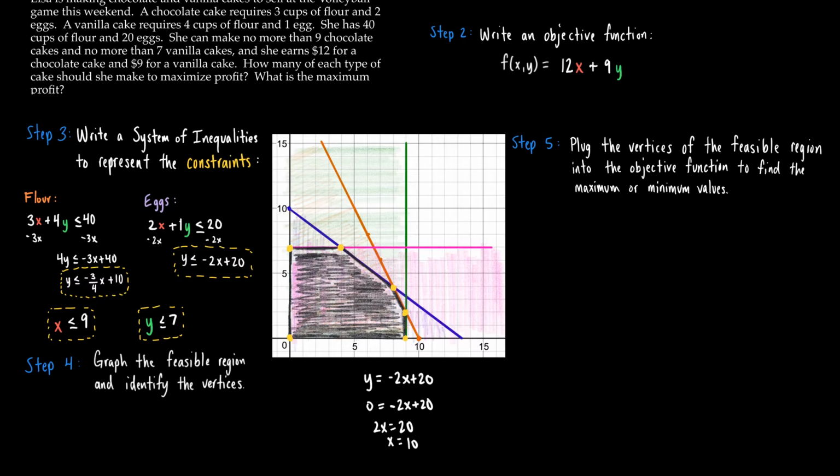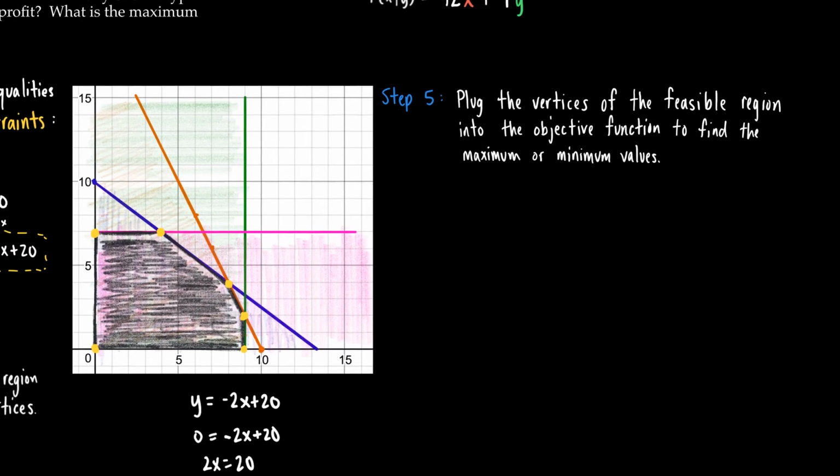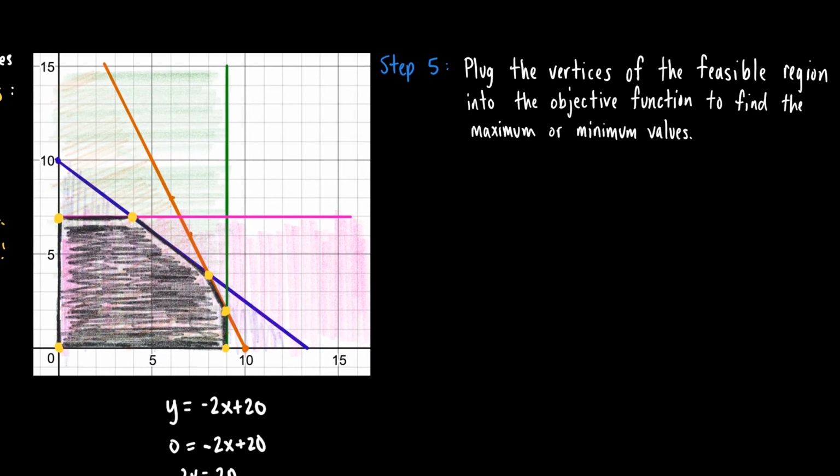So what I'm going to do is zoom in here, and I'm going to rewrite our objective function. Our objective function was f of x,y is equal to 12x, where x was the number of chocolate cakes we make, plus 9y, where y was the number of vanilla cakes we made. And what we're going to do here is write down every vertex and try each one of them. So I'm just going to go in order.